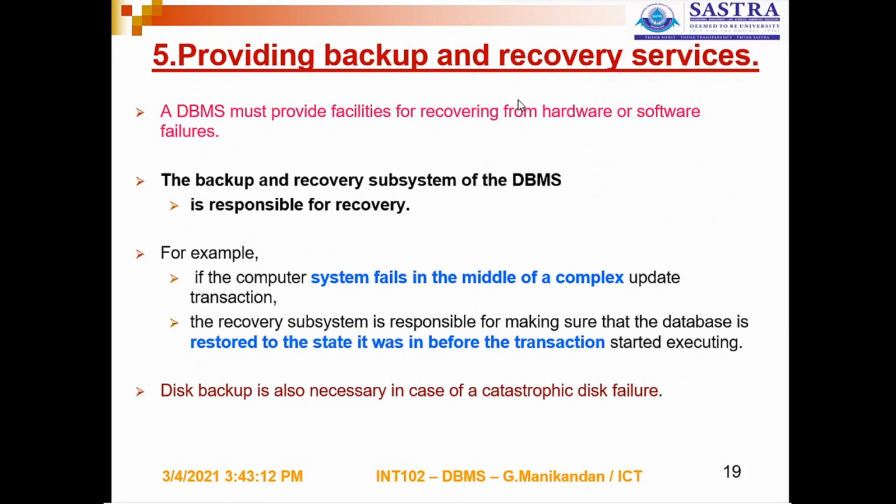Again, you can recall the same ATM example I gave in the previous class. Suppose you have a failure in the middle of a complex update transaction, you cannot simply abort the transaction. What you need to do is perform an undo operation so that your database is moved to a state equivalent to the state before this particular transaction started. You restore to that particular database state.